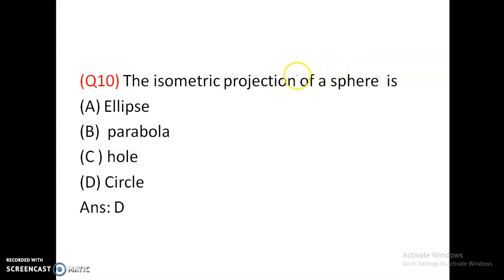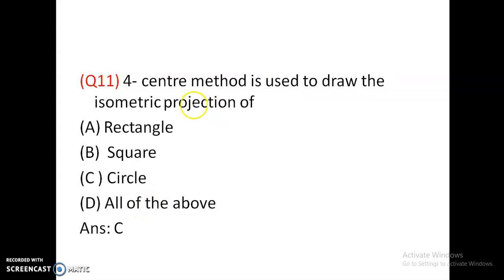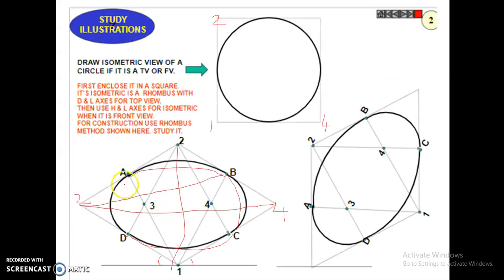Isometric projection of a sphere is a circle. Isometric projection of a circle is an ellipse, but isometric projection of a sphere is a circle. The 4-center method is used to draw the isometric projection of a circle. Here, using the 4 centers, A, B, C, D, these are all the 4 centers.